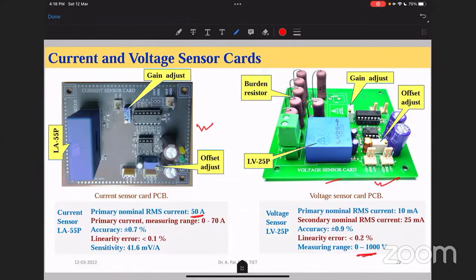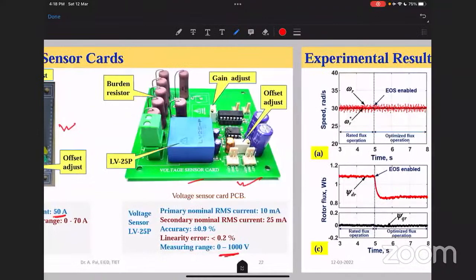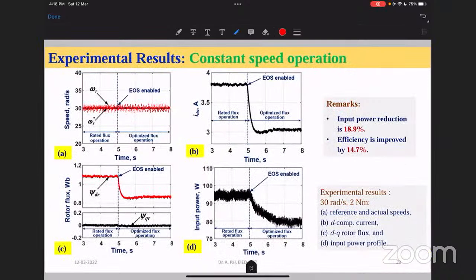So with this, I tested all these things further experimentally, to validate whether the simulation work, whatever I have studied, holds. I have further studied this in the same setup under the same environmental conditions. That means the same speed set, that is 30 radian per second, and the same load torque pattern, that is 2 Newton meter load torque. And here I observed that the flux component current is reduced in a similar manner.